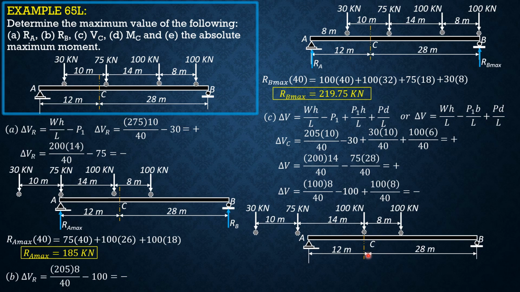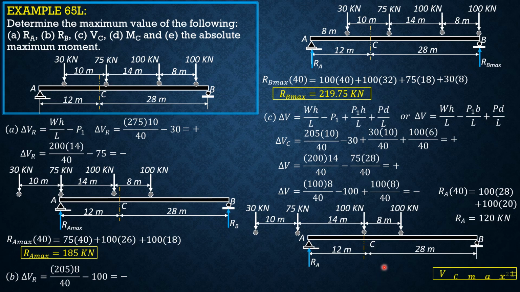So only two loads on the span give maximum shear at C, and the maximum shear at C is the reaction at A if you draw the free body diagram. So RA equals V sub C. So RA times 40, summation of moment about B equals 0, equals 100 times 28 plus 100 times 20. So R sub A is 120 kilonewtons. Therefore, that's also the maximum shear at C.